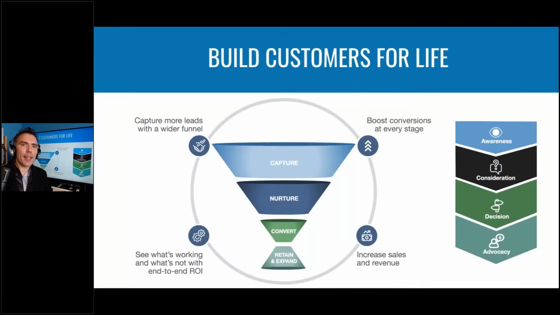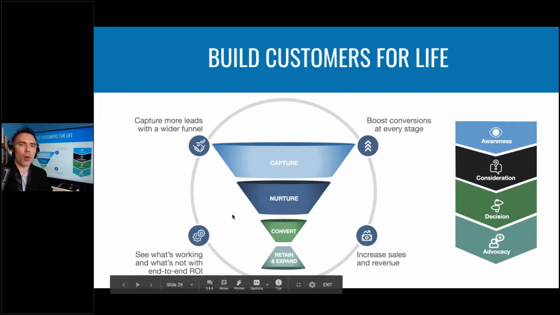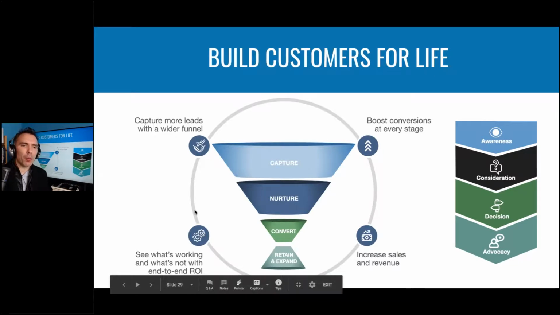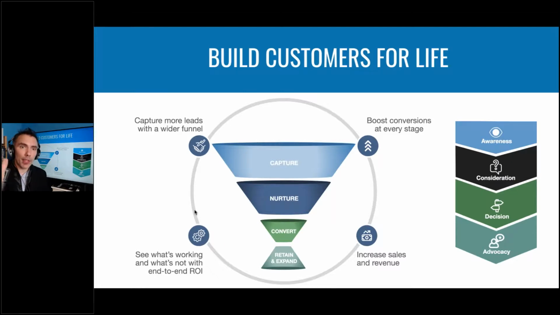So when you're looking at all these systems, it's really thinking about the strategy of how they all come together to capture more leads with a wider funnel, boost conversions at every stage, increase sales and revenue, and see what's working and what's not working. That's what automation can also help do with the analytics. They can really help track what's working and what's not, so you can see the bottlenecks and the challenges along the way.